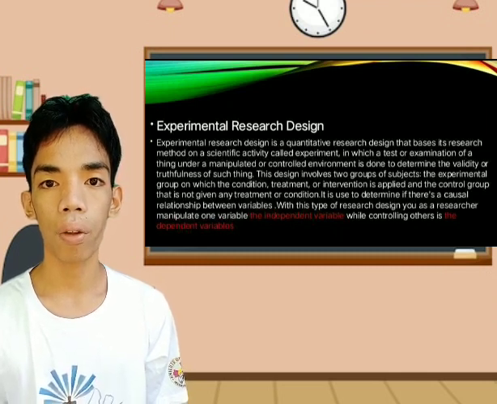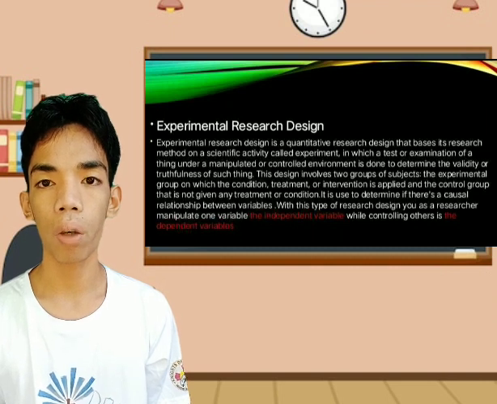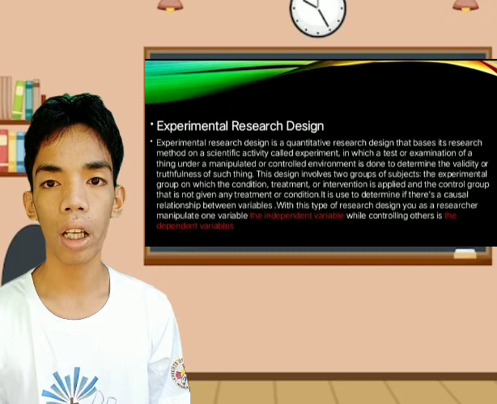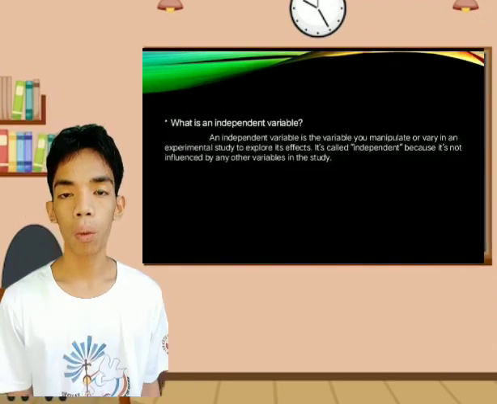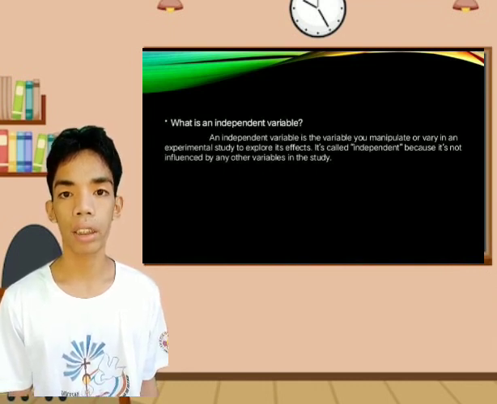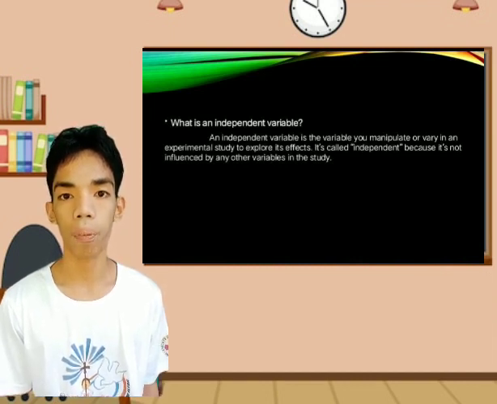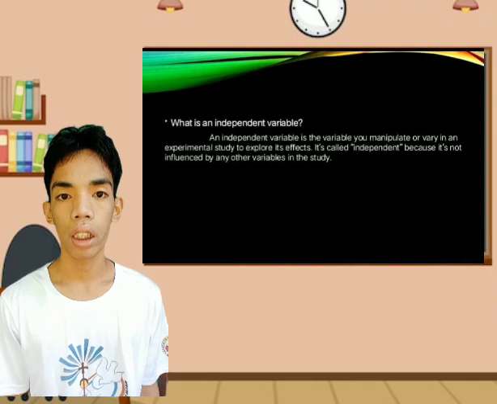With this type of research, you as a researcher manipulate one variable, the independent variable, while controlling others. What is an independent variable? An independent variable is the variable you manipulate or vary in an experimental study to explore its effects. It's called independent because it's not influenced by any other variables in the study.